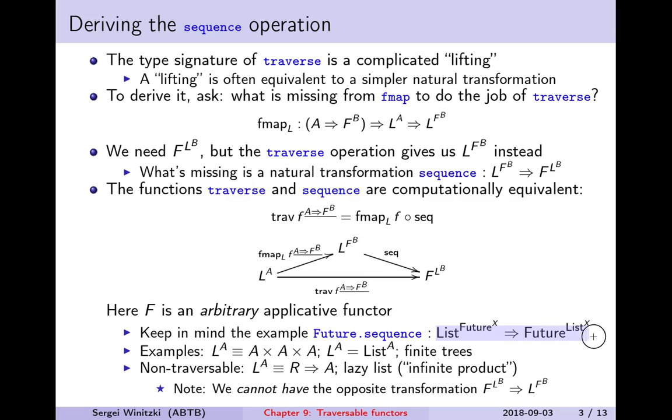Future.sequence has this type signature. And that's an example of the sequence natural transformation. Note we cannot have the opposite transformation. I'll show the example for that. But for a future and list, you could make an opposite transformation.